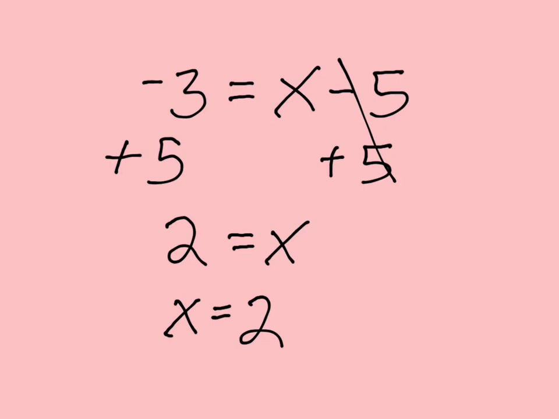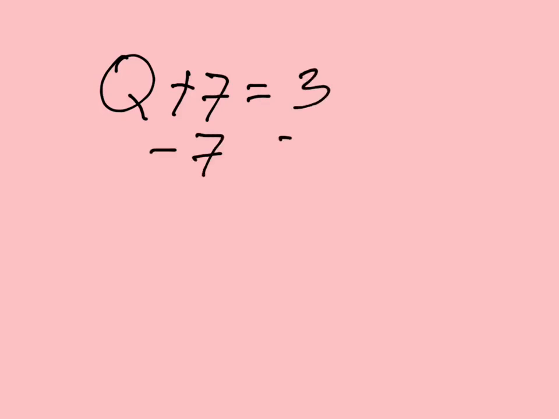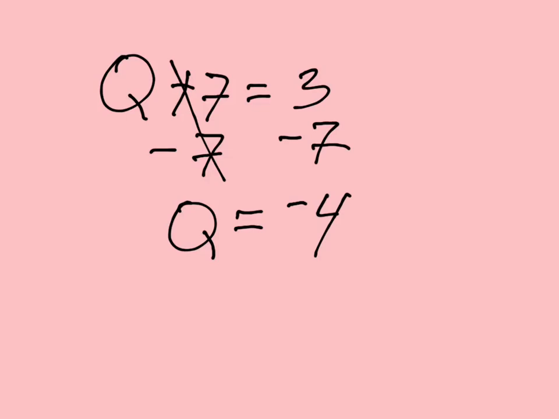Now, I want you to know that x is most commonly our variable, but we can have anything we want as our variable. We can have q plus 7 equals 3. We subtract 7 from both sides. Poof, we get q equals 3 minus 7 is negative 4. So q equals negative 4. We can have any variable we want.